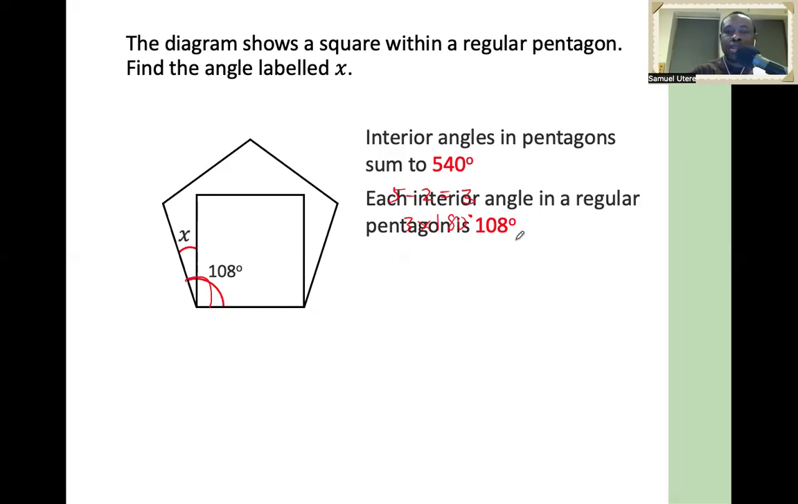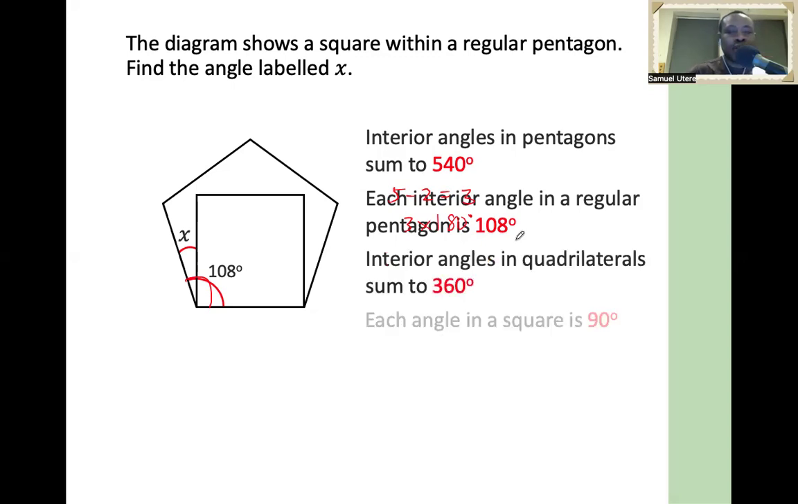But take note that we have a square, and in that square, we have 90 degrees. Now, it means 108 degrees is made up of x and 90 degrees. So if 108 is made up of x and 90 degrees, to get x, we can simply subtract 90 degrees from 108 degrees, which will give us 18 degrees.